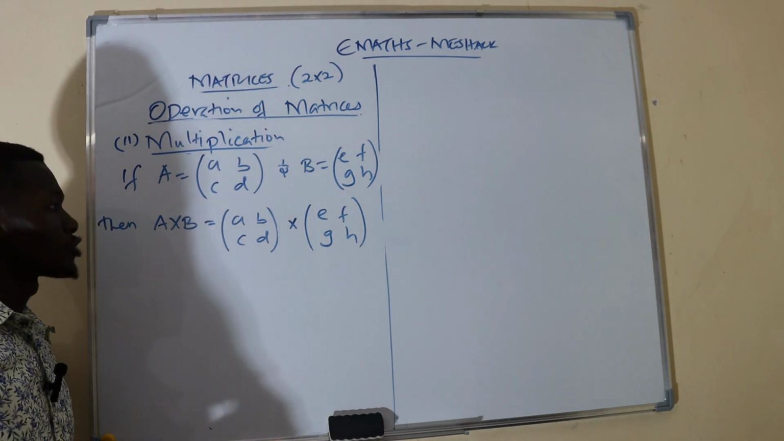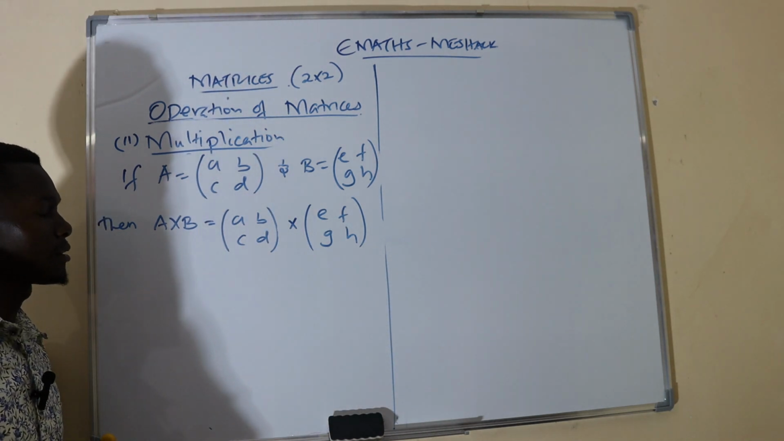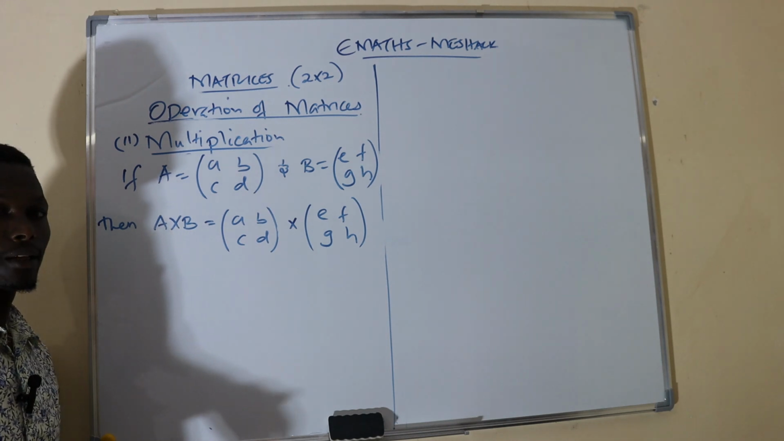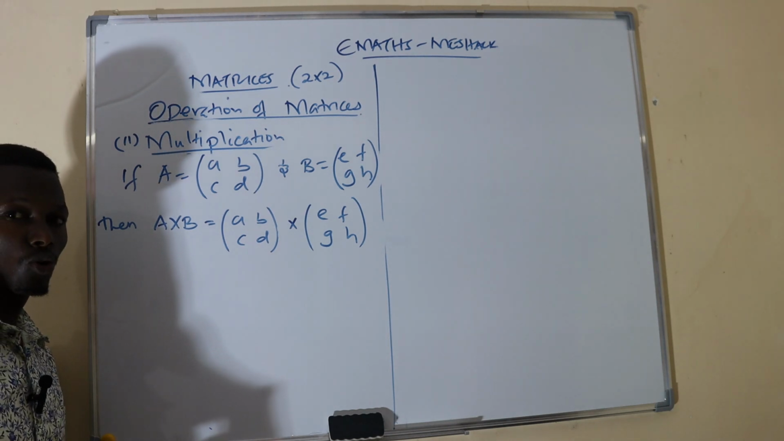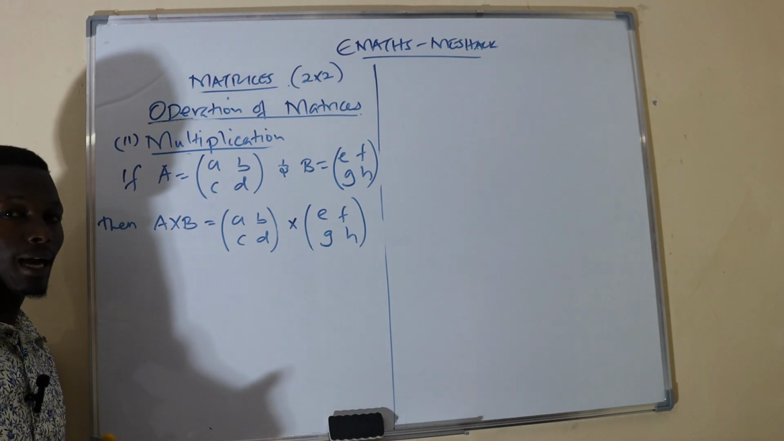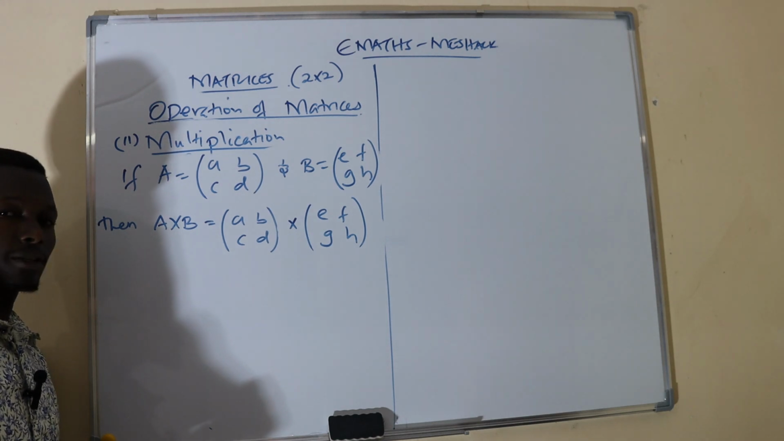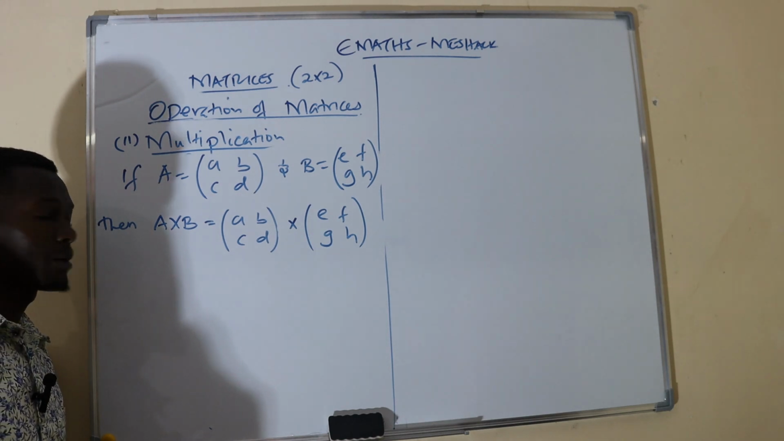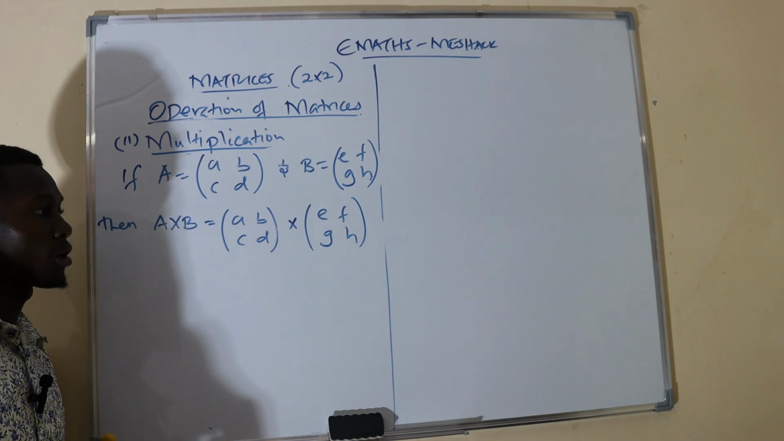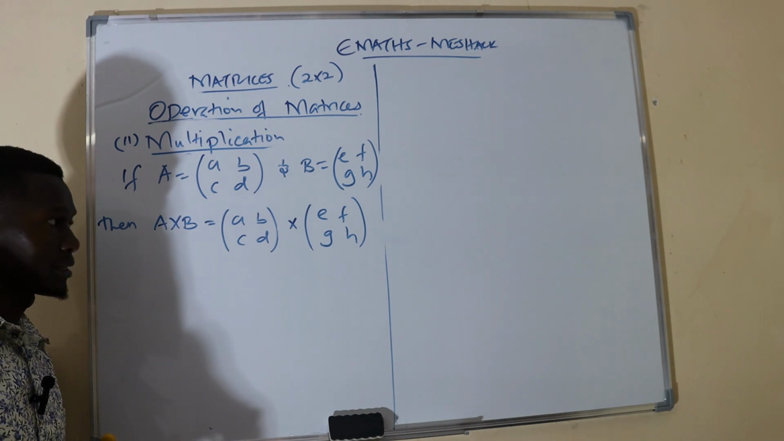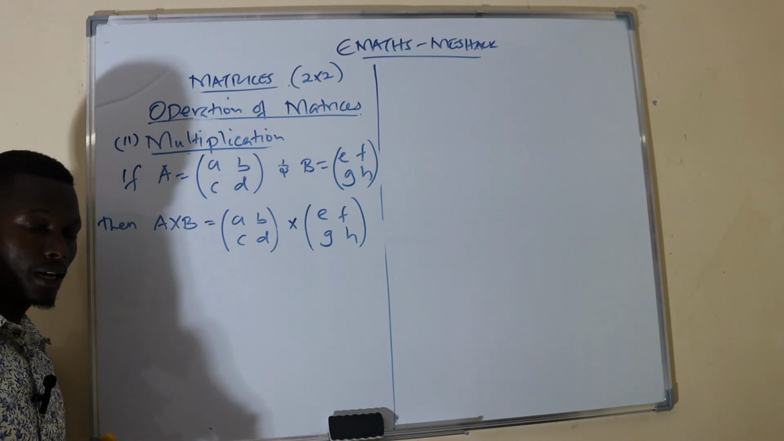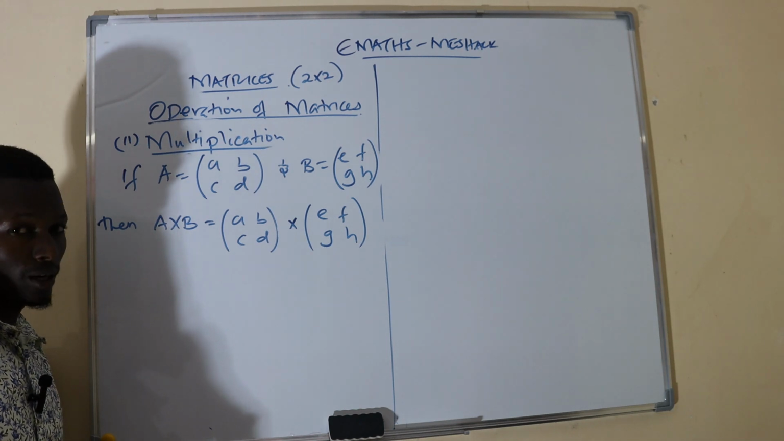Now, in the multiplication of a 2 by 2 matrix, we say elements are multiplied in the form row column as they are being added together. So the first row elements will multiply the first column elements in the second matrix. Again, the first row will multiply the second column.